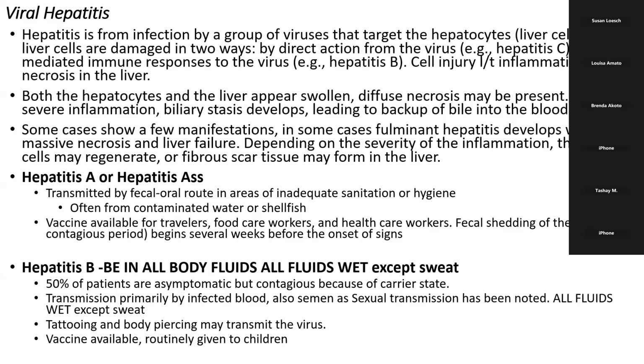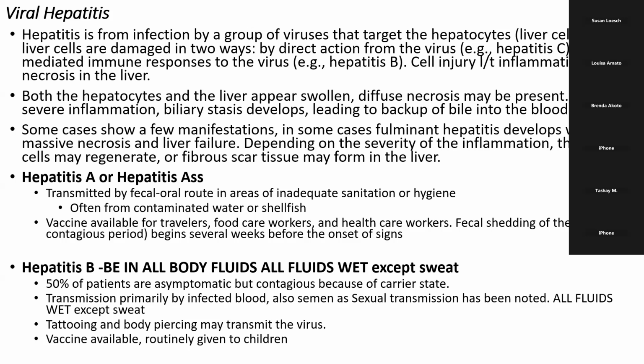Hep B being all your body fluids, everything wet except sweat. A lot of these people are asymptomatic but contagious. This is chronic. Hep A is not. Hep A is self-limiting. So it'll last 6 or 8 weeks, depending on the person's status, and then it's going to go away. But with Hep B, what will happen is the symptoms of the infection may go away, but they still have the infection in the body dormant. Okay. It's chronic. So it's mostly transmitted by infected blood, semen, but it's in all body fluids.